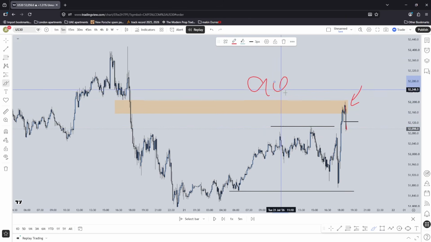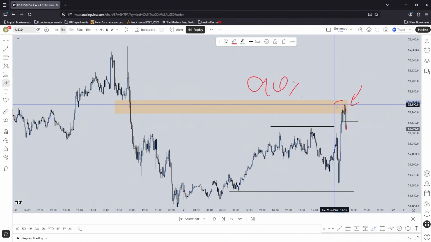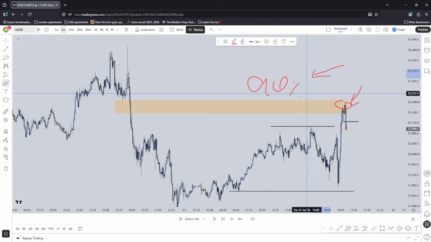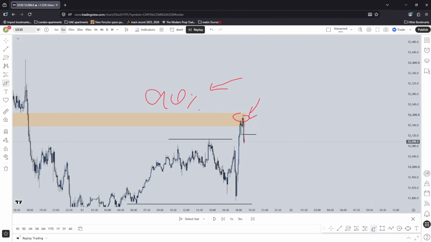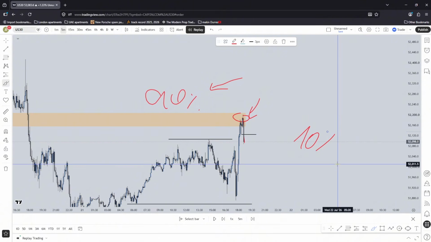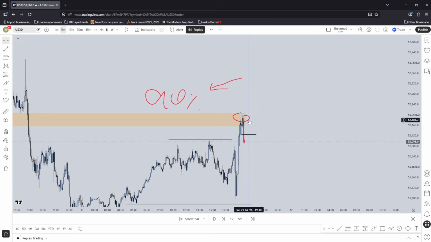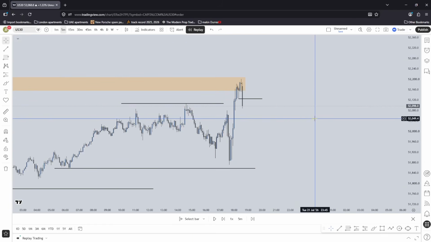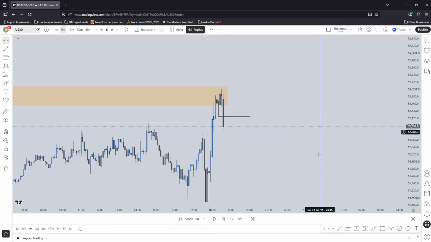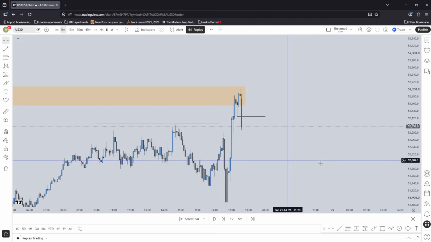Okay, so 90% of people would actually look for sells from these levels, but you do not want to be looking for sells with the 90%, okay? You want to be looking for buys with the 10%. Okay, so that's exactly what we did. And let me show you how we actually entered the buys. Okay, so currently, as you can see, we had this displacement. So this is a perfect sign for us to look for buys.